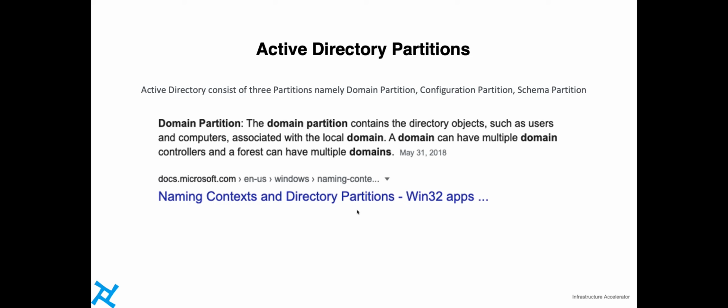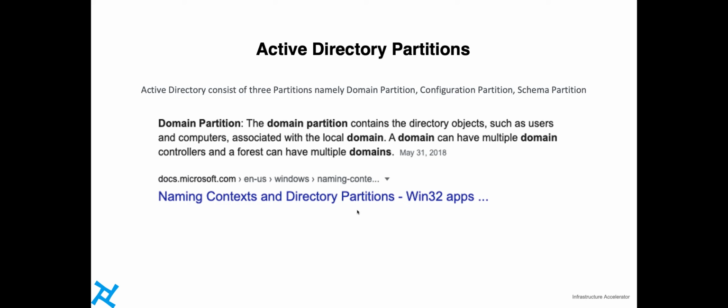So let's begin with the definitions of these partitions. Now I'll try to explain what these partitions contain. Domain partition contains the directory objects such as users and computers associated with the local domain. A domain can have multiple domain controllers. A forest can have multiple domains. A domain partition is local to a domain, and it actually contains the real information of user accounts and the groups and the computers and all those things which get created in a domain.